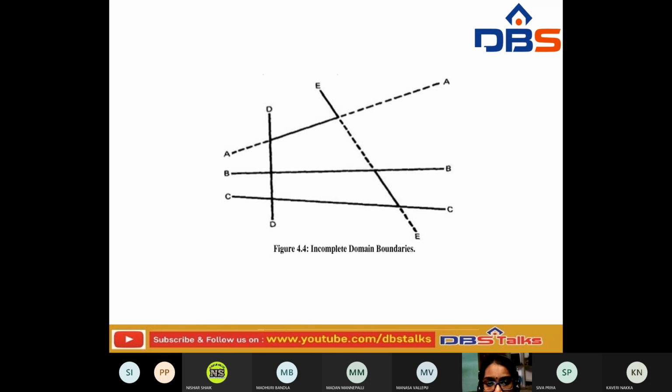If you have observed this one, this is an incomplete domain boundary. See, this is A to A, this is domain A, and you can observe that this is not a complete domain boundary. This is B, each and every domain has a relationship between them, but this is not a complete domain boundary, this is an incomplete domain boundary.